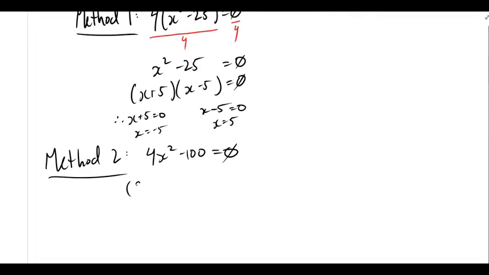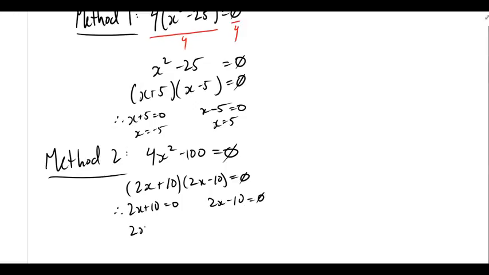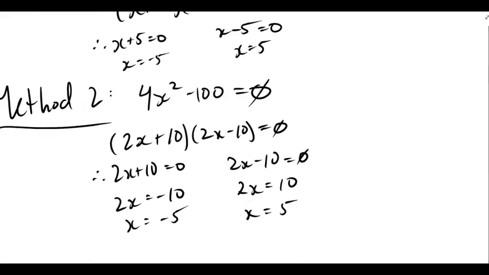So if you wanted to, like if to you it makes sense to skip a step and just do this, what would happen? Therefore, 2x plus 10 equals 0, 2x minus 10 equals 0, and I move the 10 over and divide by 2. Negative 5, positive 5. Notice I got the exact same solution in both.